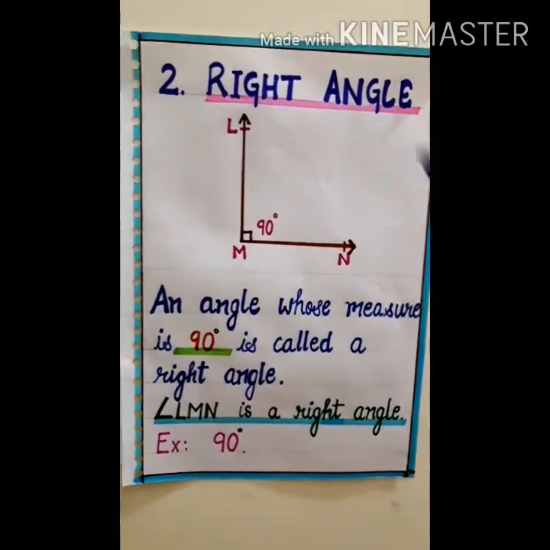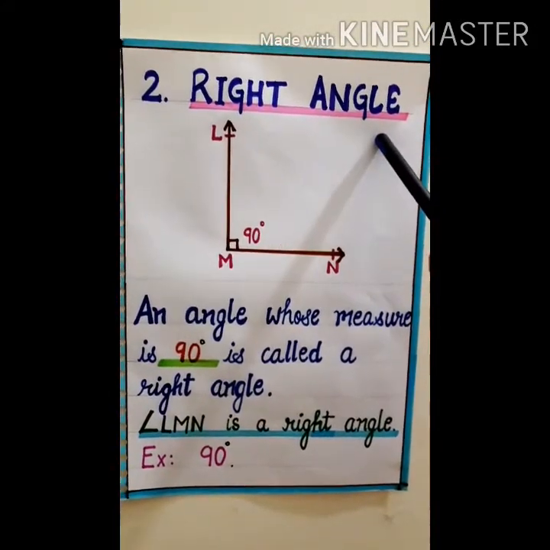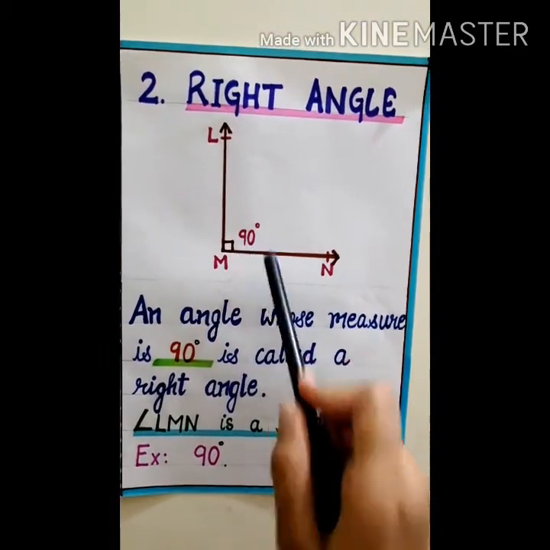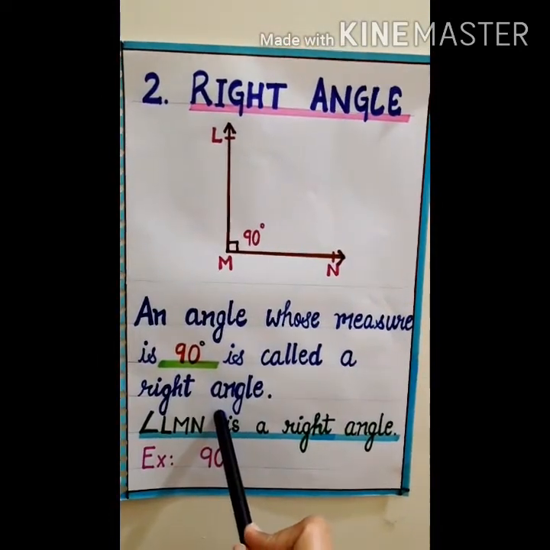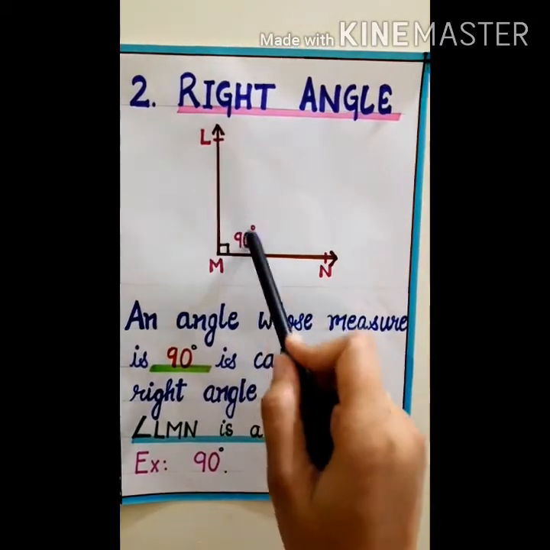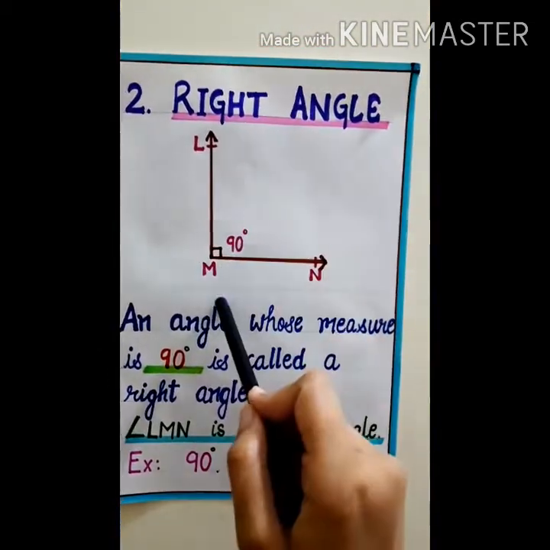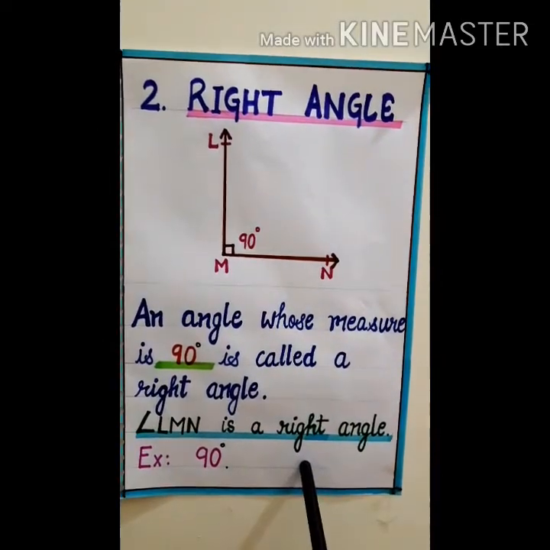The second type of angle is the right angle. An angle whose measure is exactly 90 degrees is called a right angle. So here you can see that the measure of the angle is exactly 90 degrees. So here angle LMN is a right angle.